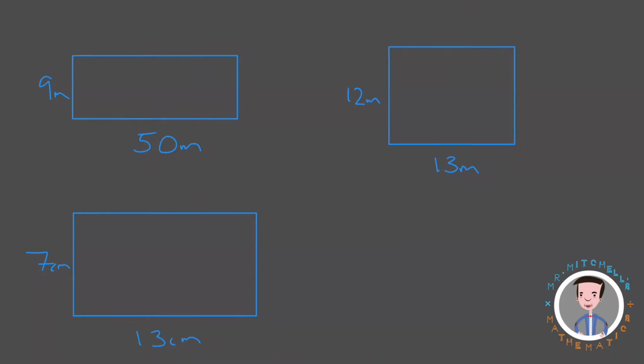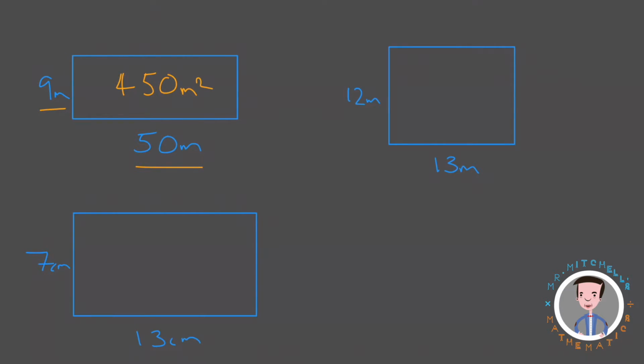So let's start with the first one. 9 meters times 50 meters is very similar to 4 times 5, which is 45, but just with an extra 0. So that's 450, the unit meters squared.